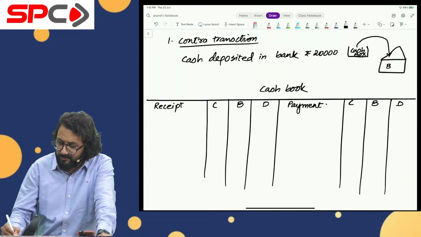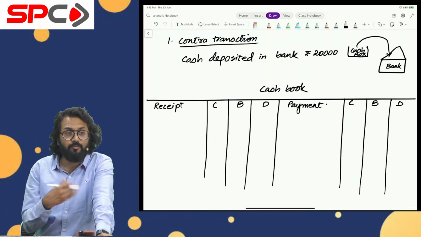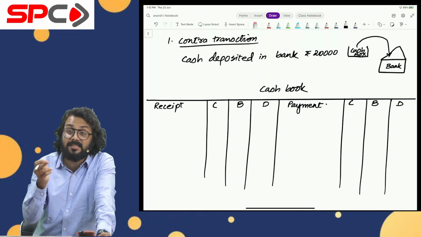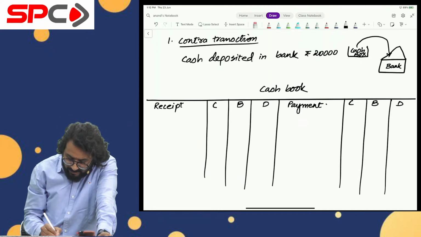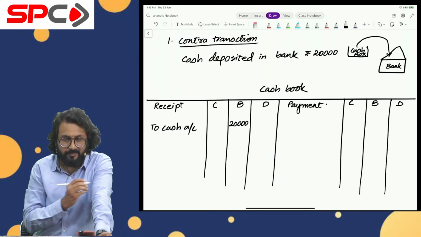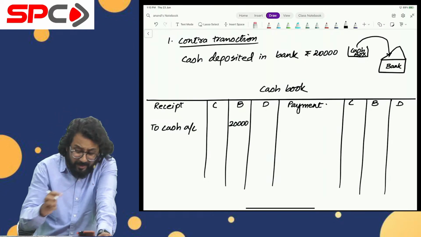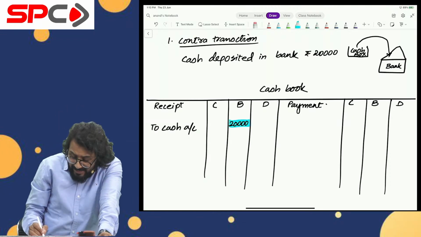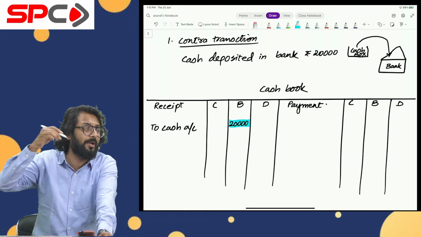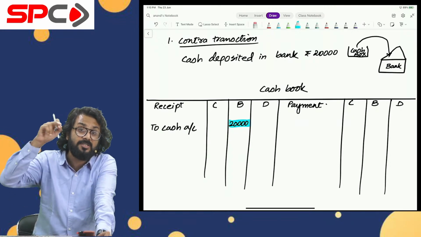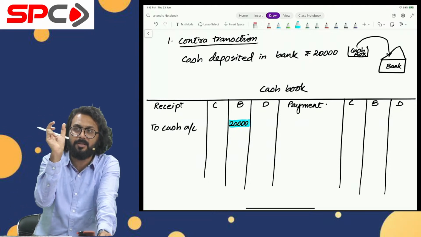Yes or no? When I have deposited in the bank, where is the receipt? Receipt is in my bank account. Where are the receipts? Receipts are in my bank account. So can I not say, in the bank column I will write down 20,000. Do you all agree? If you understand it carefully, what I am doing is saying I have received money in bank. But in the bank account I cannot write down the name of bank, I will have to write down the name of cash. You must have seen this in the ledger account.